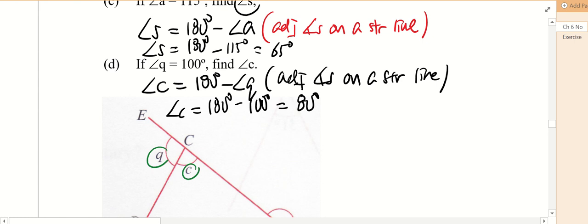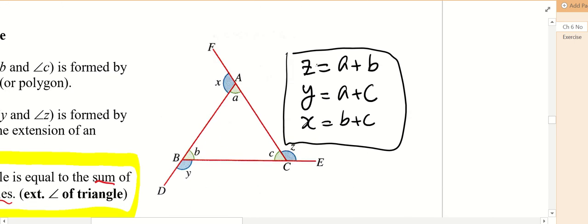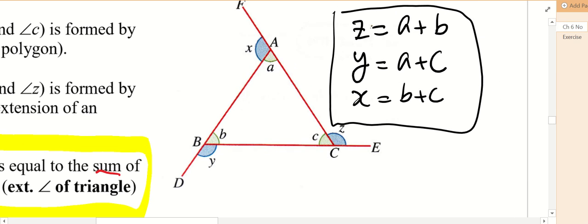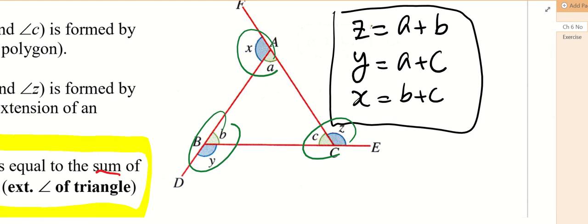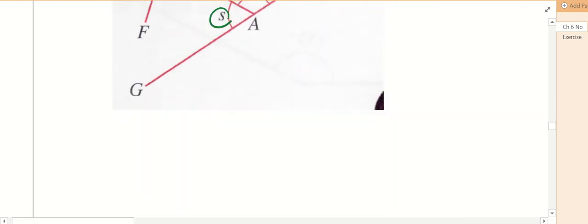And we are done. So this interior angle and exterior angle relationship also works for triangles. You can see very clearly in this case, X and A add up to 180, B and Y add up to 180, C and Z add up to 180. So this is something to bear in mind. Let's move on.